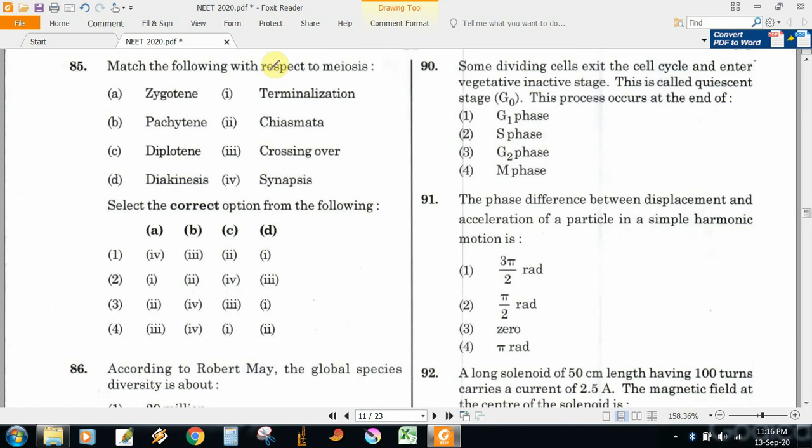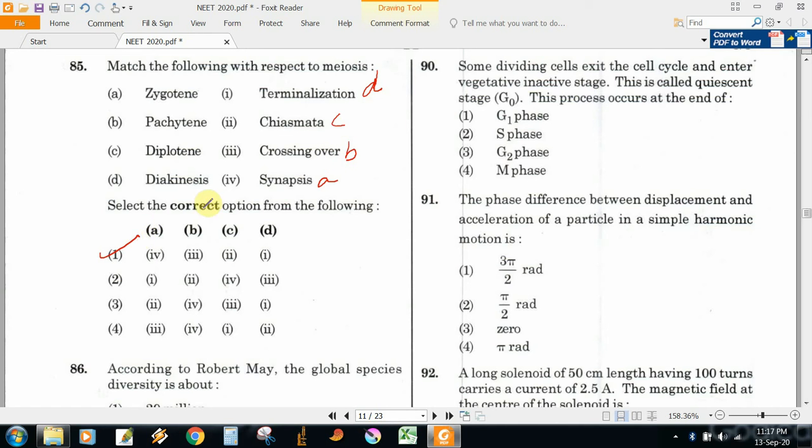Match the following with respect to meiosis. So first one we are having zygotene, next is pachytene, next is diplotene, next is diakinesis. In the next column we are having terminalization, next is chiasmata, and next is crossing over, the last is synapsis. Zygotene, we know it is mainly associated with synapsis, that is A over here. Crossing over is mainly observed in the case of pachytene, hence it is B. Chiasmata, we know it is mainly in the diplotene stage, hence it is C. And diakinesis is terminalization of chiasmata, it is the D, right? Yeah, D.